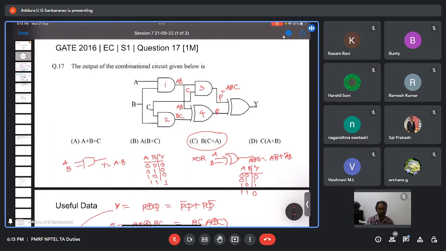In the exam, you can instead assume some values for A, B and C. One set of values you can assume, and check from the options. You assume values of A, B and C such that we will get different answers from the options. In that way also you can solve this.